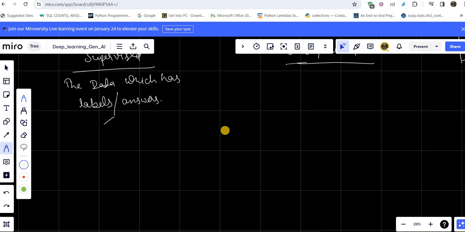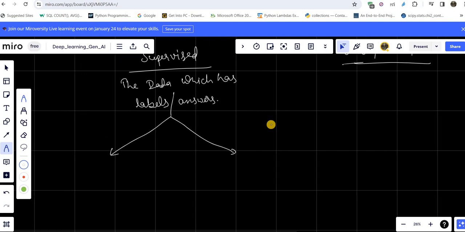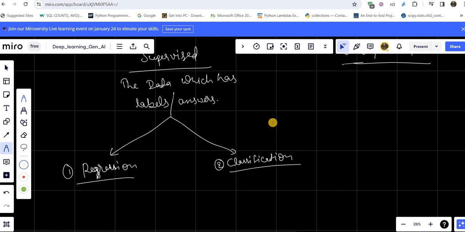Now the supervised is divided into two parts. Okay, so understand here now. Supervised is divided into two parts. The first is regression and the second is classification. This is regression and that is classification. Two things. So now let's understand what is regression and what is classification.